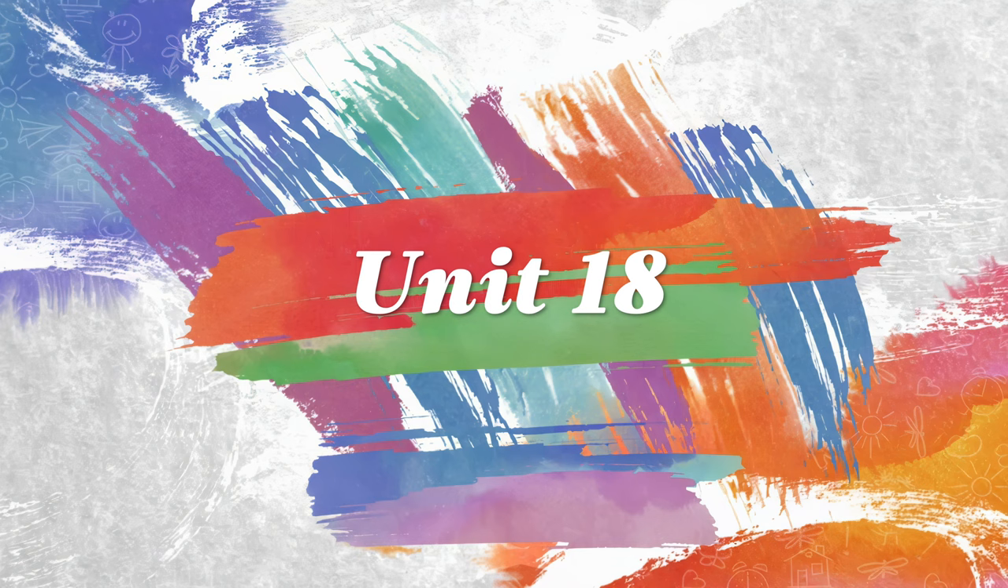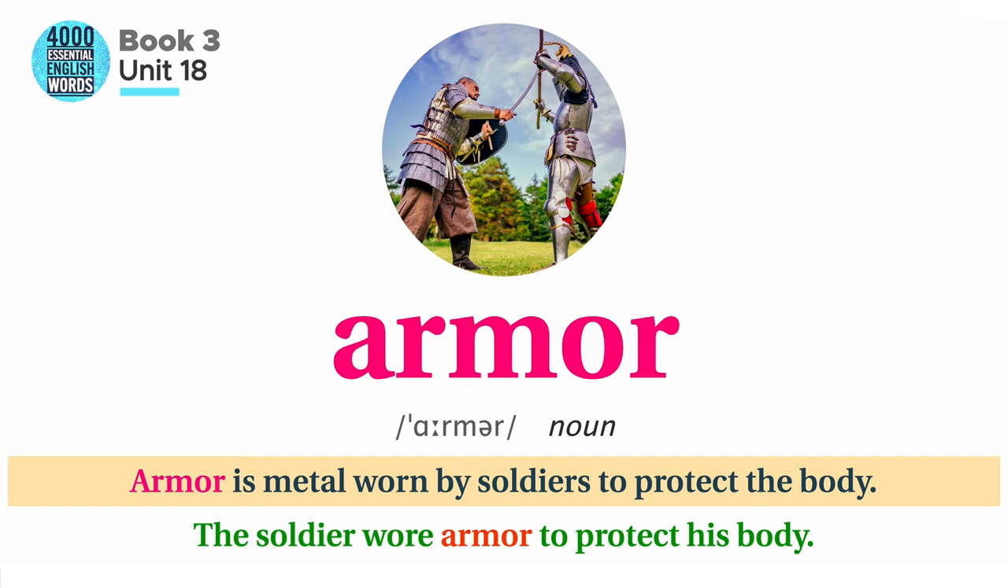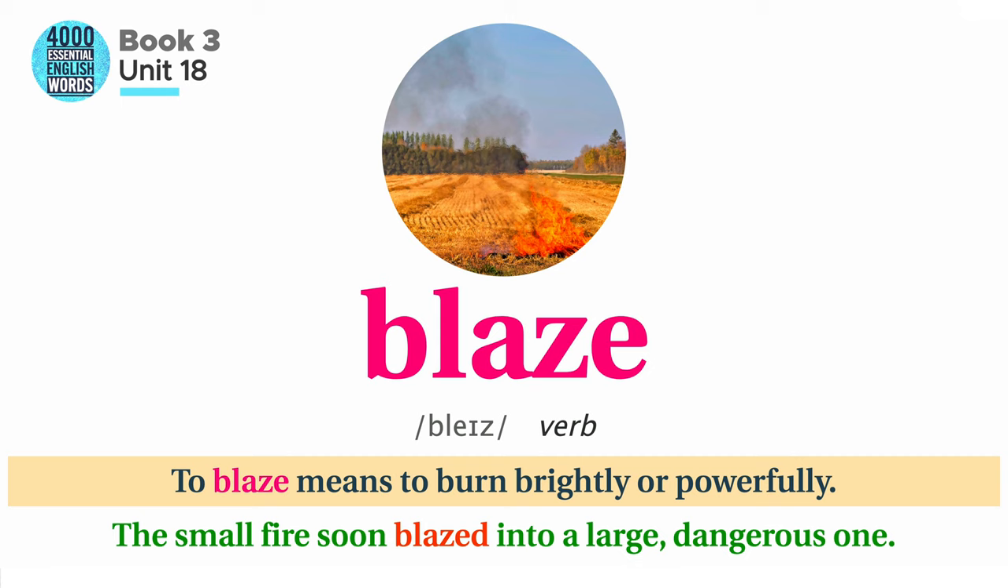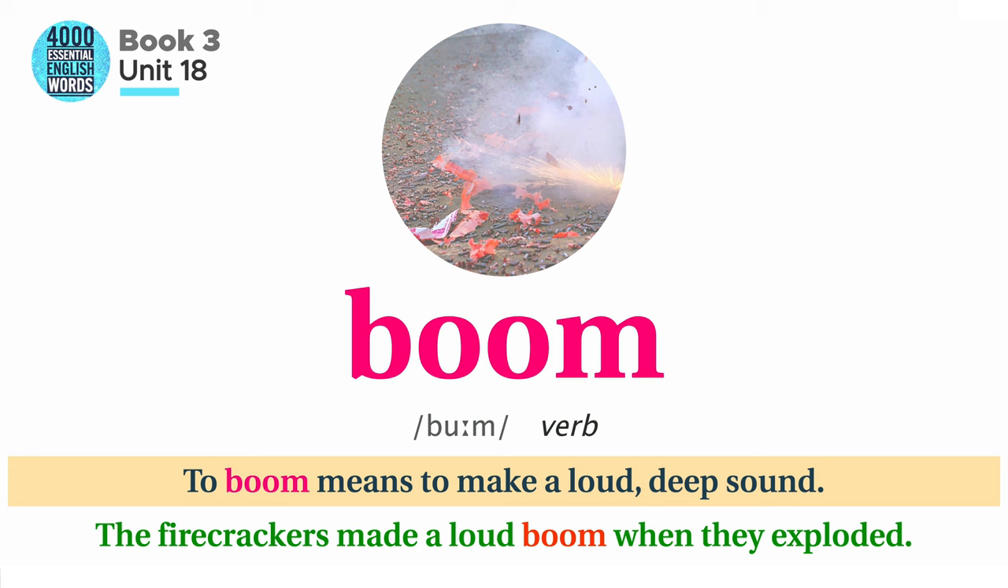Unit 18. Word List. Armor. Armor is metal worn by soldiers to protect the body. The soldier wore armor to protect his body. Blaze. To blaze means to burn brightly or powerfully. The small fire soon blazed into a large, dangerous one. Boom. To boom means to make a loud, deep sound. The firecrackers made a loud boom when they exploded.